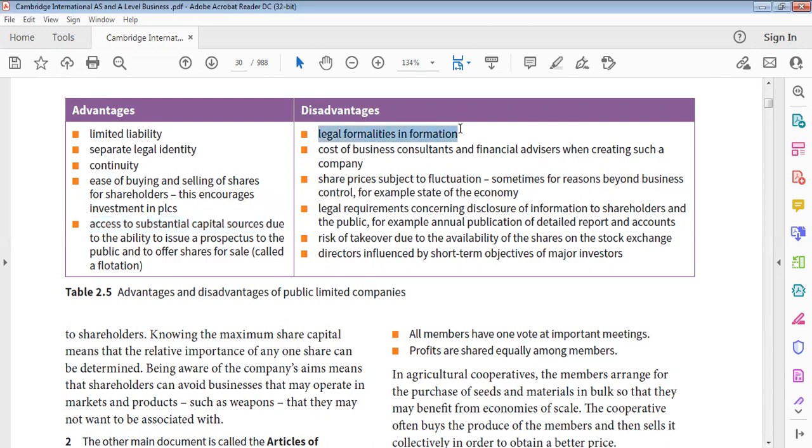Now the problems. Legal formalities, same as private limited company. You need lots of permissions, lots of documents, lots of licenses to open your business. And then there is high cost for you, because public limited companies are usually bigger than private limited companies. So you might have to hire some CEOs, special financial advisors, and you have to pay them lots of money to make sure your business goes smoothly.